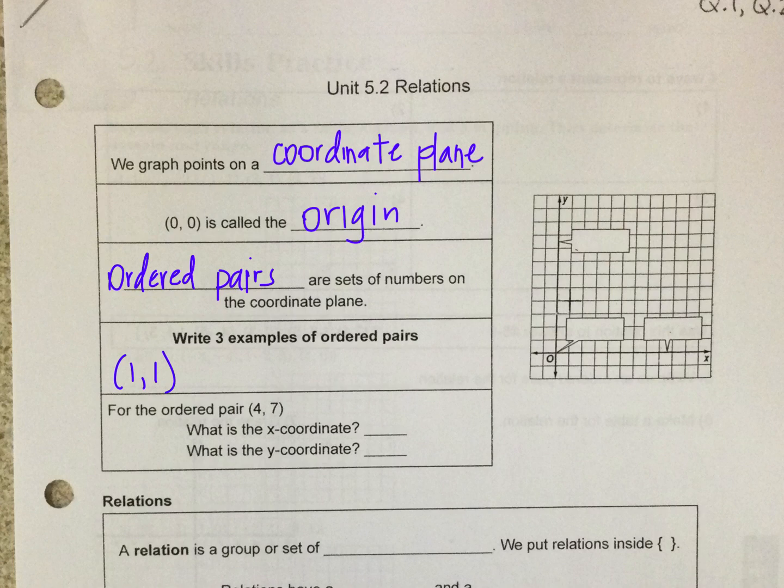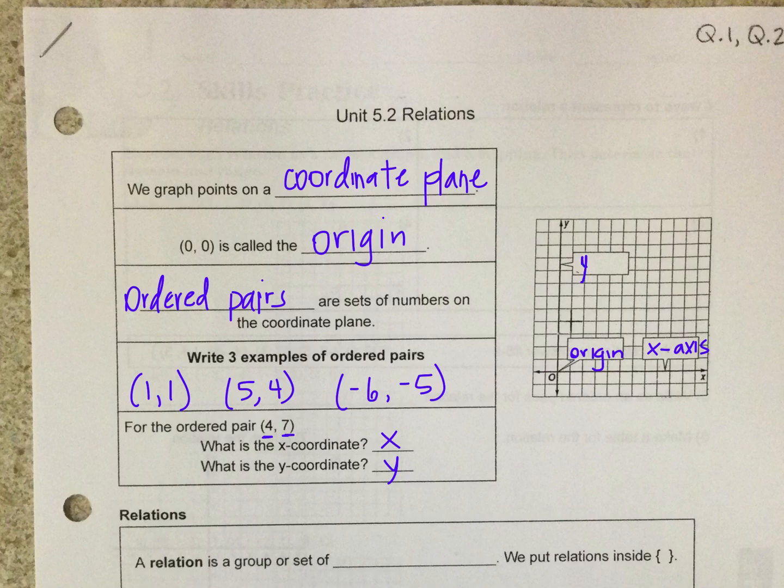It could be 1, 1. It could be -5, 4. We could have -6, -5. And when I have an ordered pair, the first number is always our x, and the second number is always our y. So, over in this little graph picture, let's label our origin. This is 0, 0. This line down here is the x-axis, and this line up here is the y-axis.